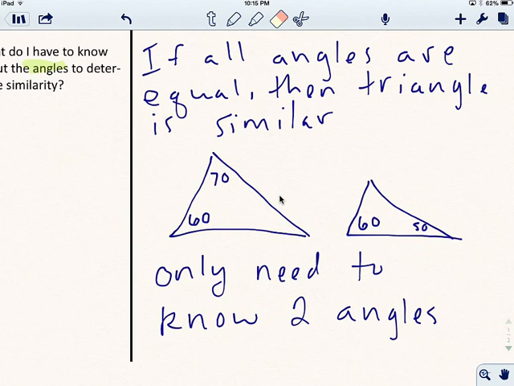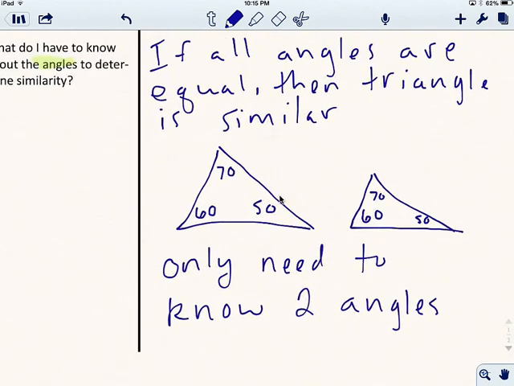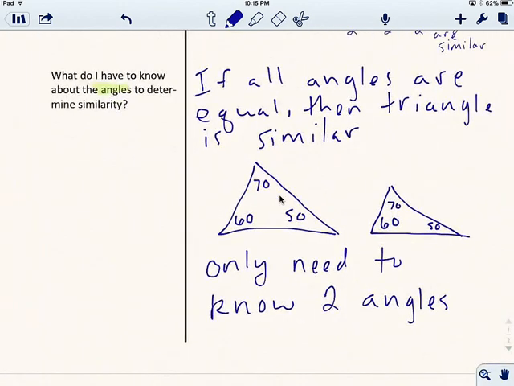But what you guys need to realize is I can see this and go, oh, well, 60 and 70, those add together to make 130. And then this remaining angle has to be 50. And then 60 and 50, they add together to make 110. So this remaining angle has to be 70. And so by filling in the third angle, now I can see that the two triangles are going to be similar. So remember, here's our two rules just in review.